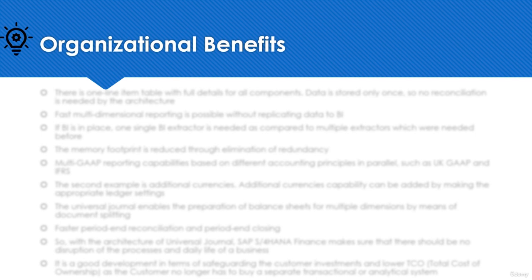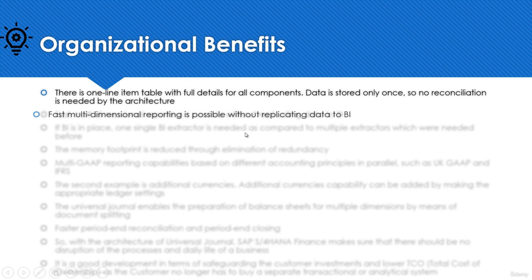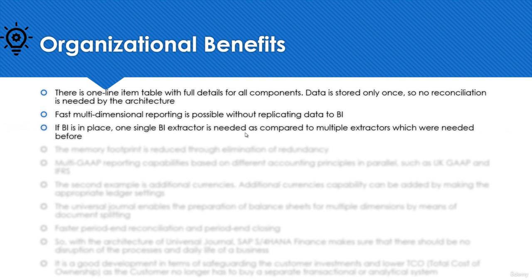Here are the organizational benefits of having universal journal in SAP S/4HANA Business Suite. There is one line item table with full details for all components. Data is stored only once, so no reconciliation is needed by the architecture. Fast multi-dimensional reporting is possible without replicating data to BI. BI is the abbreviation of business intelligence. It is another application which is used to analyze and report data. If BI is in place, one single BI extractor is needed as compared to multiple extractors, which were needed before in the SAP ERP system.